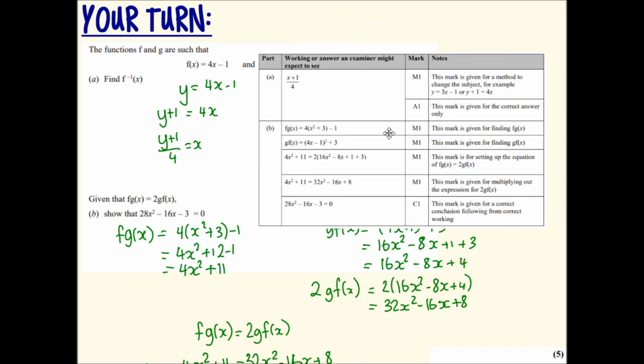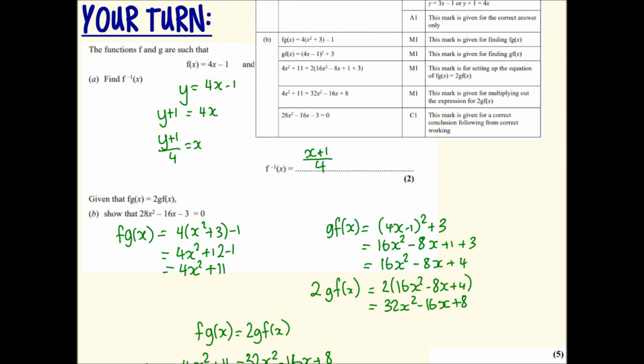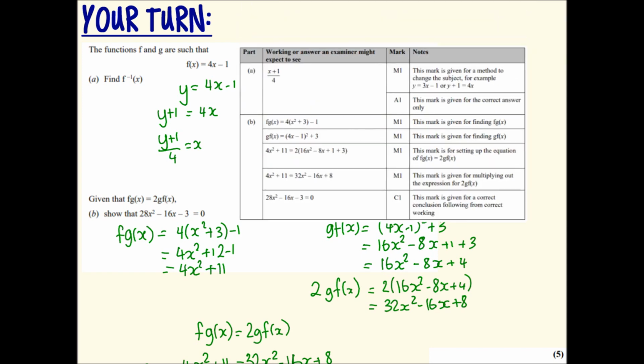Your first mark comes in for giving a method to change the subject. So for example, y equals 3x minus 1, or y, so I'm assuming that should say y equals 4x minus 1. And then you get the second mark only, and only if you get the x plus 1 over 4.